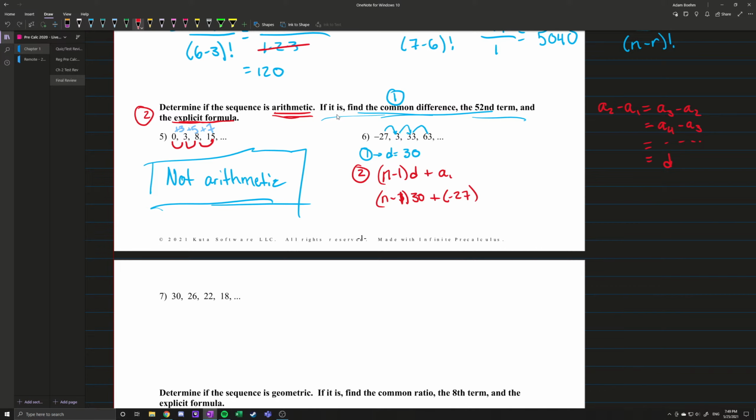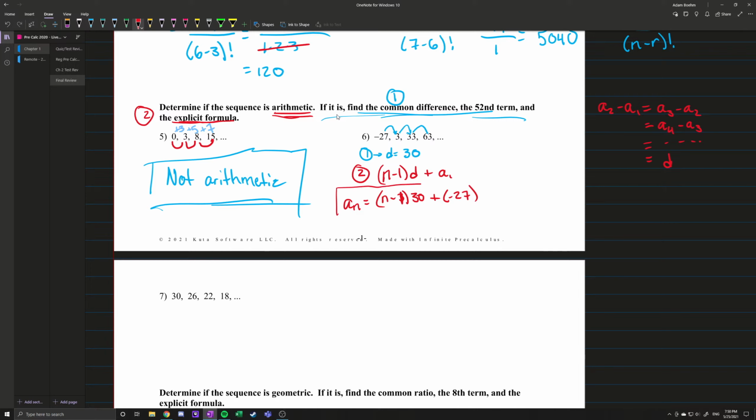The first term, 1 minus 1 is 0. 0 times 30 is 0. And we're just left with negative 27. Okay, the second term, 2 minus 1 times 30. That's just 30. 30 plus negative 27, that's 3. And we could keep testing it, but this is going to work. Okay, so this is an.